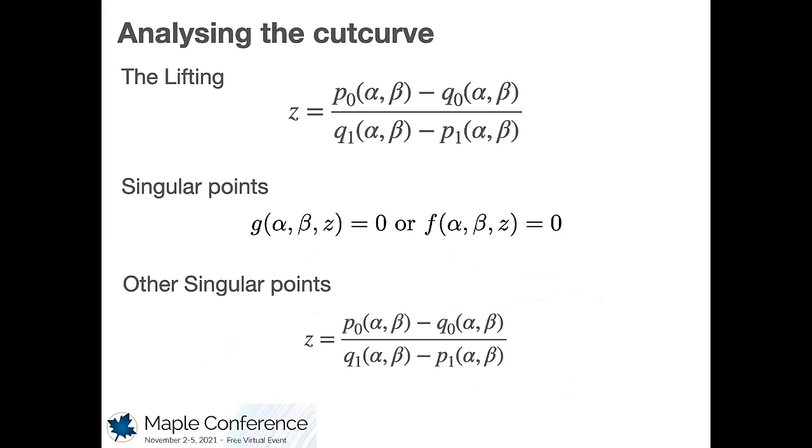Points that cannot be lifted by this equation correspond to singular points of the cut curve and are lifted by the equation of one of the quadrics. Other singular points of the cut curve we proved correspond to tangential intersection points or singular points of one of the quadrics, and all can be easily lifted by the equation that lifts regular points.